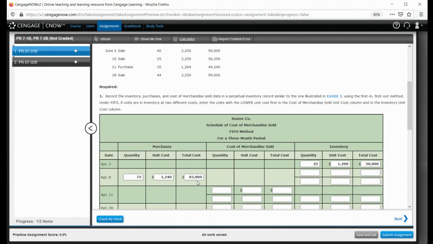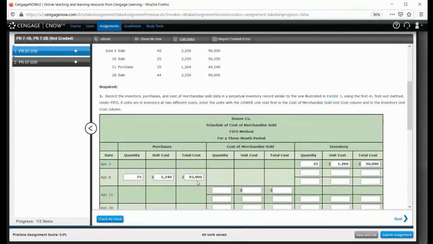$93,000. I think it's important to realize that the journal entries would be entered in the journal on the date of April the 8th. We are not seeing that journal, and for whatever reason, Cengage did not want you to record that information in the journal, but in the real world, we would have it in the journal and we would post it to our ledger.